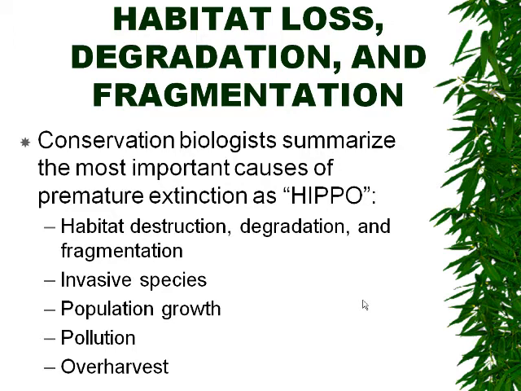The phrase that I want you guys to remember to help you remember what causes extinction is HIPPO. So habitat destruction, invasive species, population growth, pollution, and overharvest. Those are the 5 causes of extinction, all summed up.